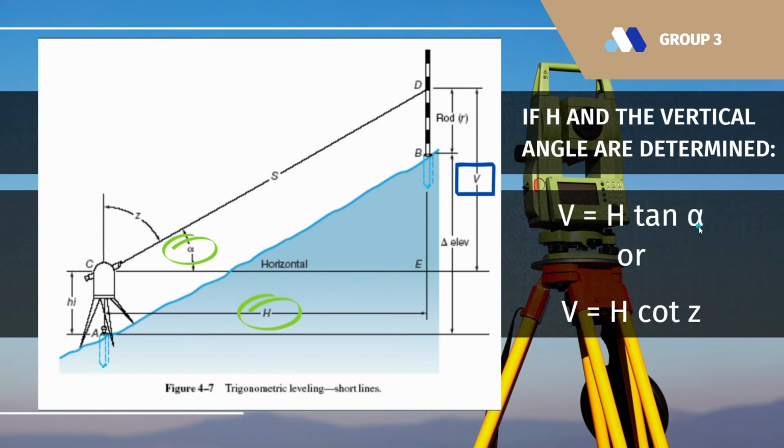On the other hand, if H and the vertical angle are given, the formula will be V equals H tan alpha. The same trigonometric concept is applied, but instead of using the hypotenuse, which is S, the adjacent side H will be utilized. And now that we have the formula for V, we can now proceed.